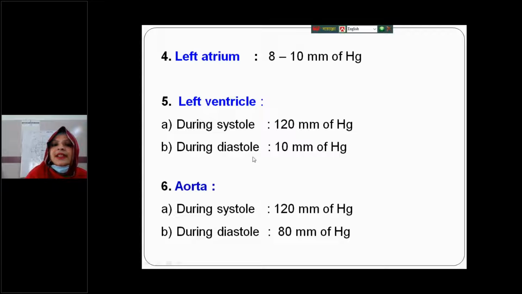During systole the left ventricular pressure is 120 millimeter of mercury. Also in the aorta, during systole it is 120 millimeter of mercury, the same, but there is a difference during diastole. Left ventricular pressure is 10 millimeter of mercury, and aorta pressure is 80 millimeter of mercury.